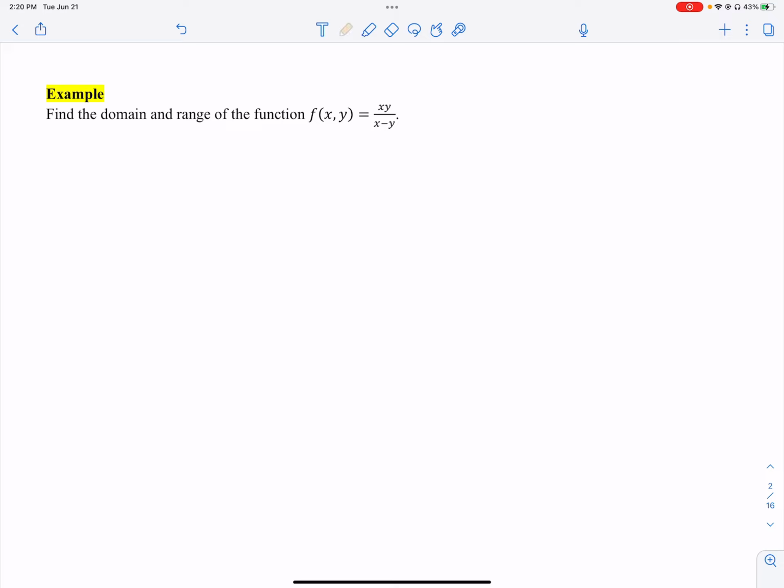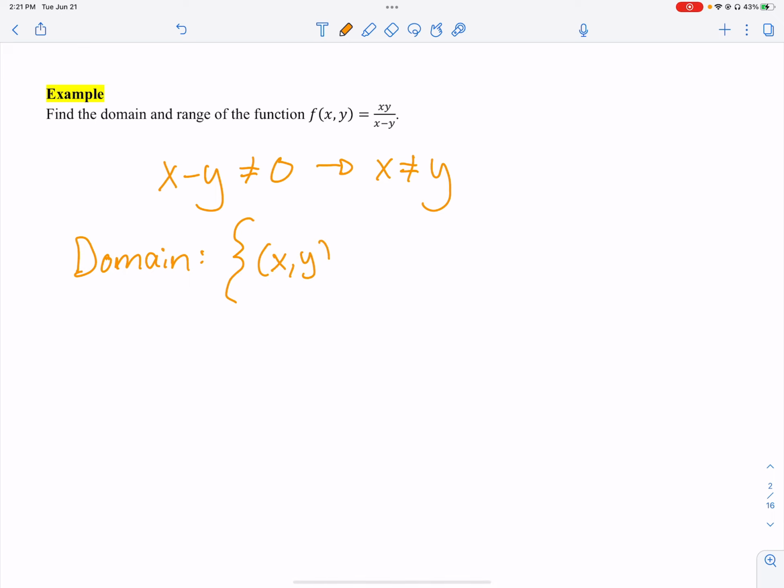But I do have a denominator. And we know denominators cannot be equal to 0. Right? That tells me that x cannot equal y. I can pick any point I want as long as x and y are not equal. So the domain, how we write this, you're going to write it like this a whole lot. We open a set. And these are the set of ordered pairs (x, y). That straight line means such that. Let's write that in. Such that.